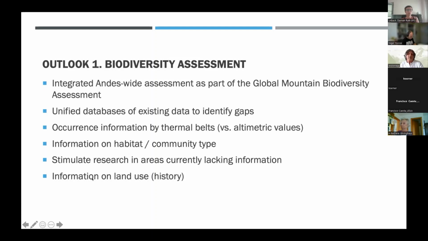And very important for me is to put all the biodiversity assessment and all biodiversity in a land use history context. Because as I showed at the very beginning, and this was the reason why I did it at the beginning, to emphasize that human impact is enormous, especially in the northern and central Andes.